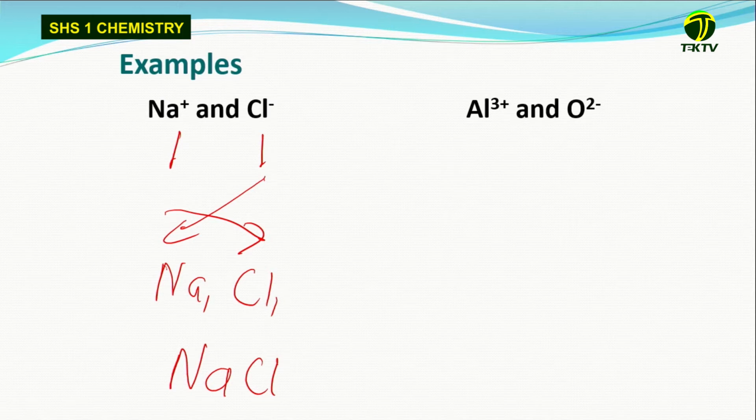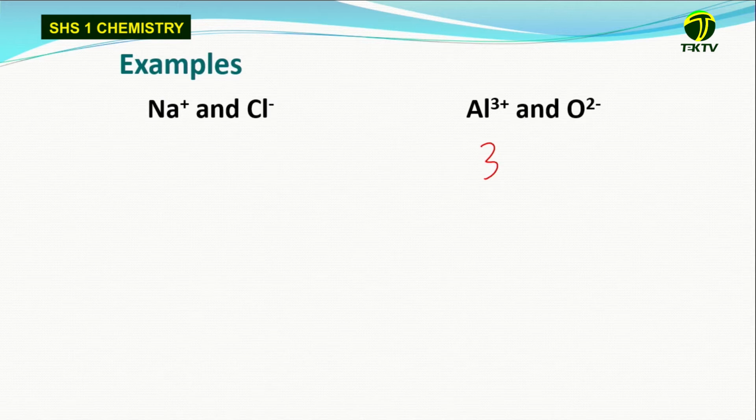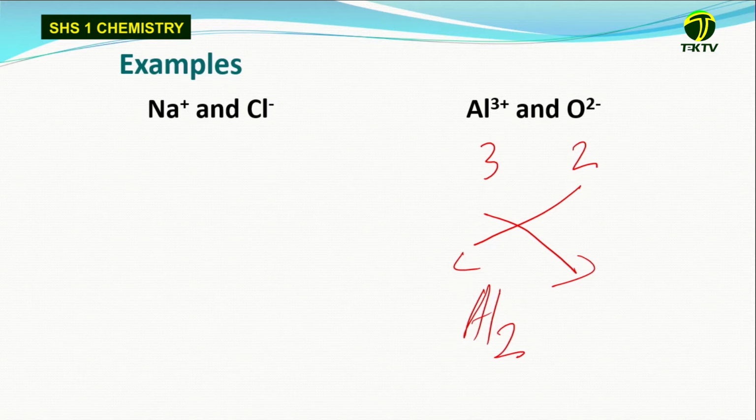Let's take aluminium combining with oxygen. We have aluminium bringing +3, oxygen -2. So the combining capacity of aluminium is 3. And the combining capacity of oxygen is 2. So when we have these two elements combining, then we interchange their combining capacities. So the aluminium will take 2 and the oxygen will take 3. So that is the formula for aluminium oxide.